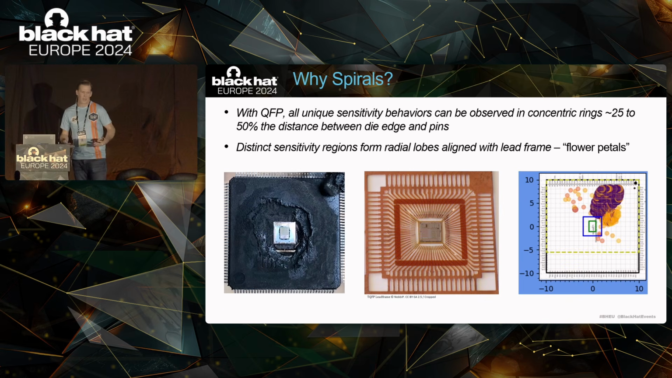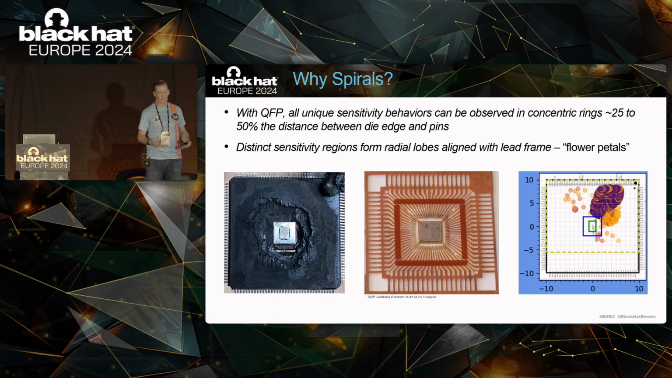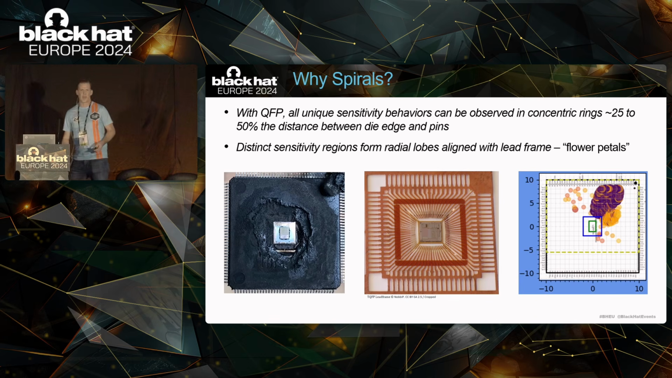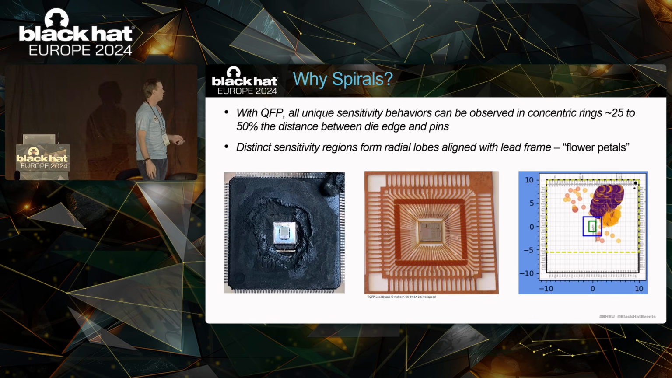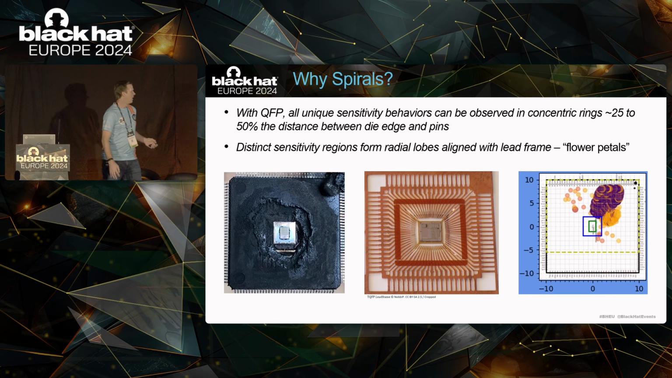So let's talk about why spirals. Well, after we did some work, we kind of came to these observations. We haven't seen really other people talk about it, but you can see here on the left is a picture of the die in the chip, which has been chemically exposed. And so that's, again, a smaller version of the picture that Thanos showed earlier.